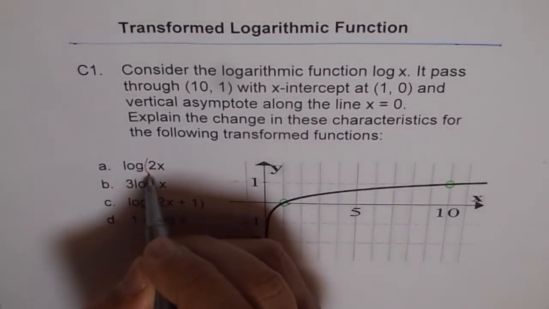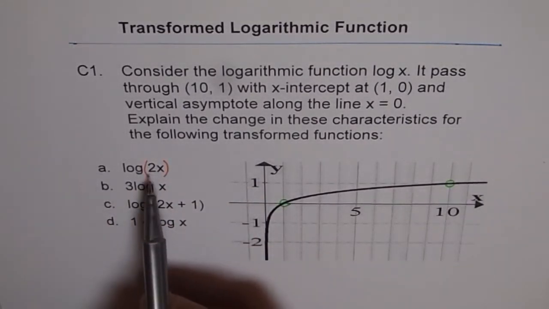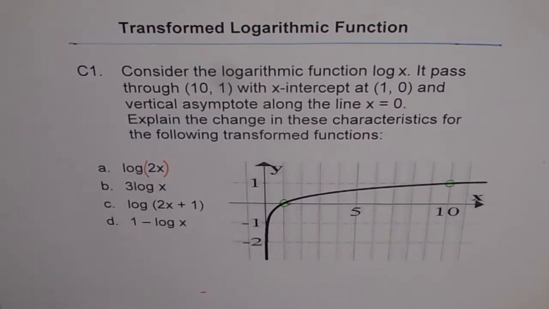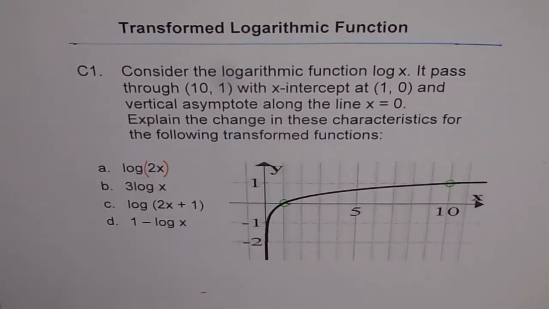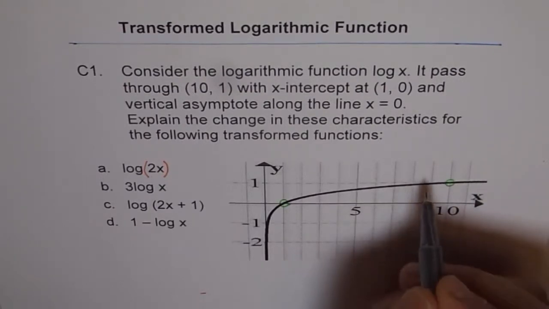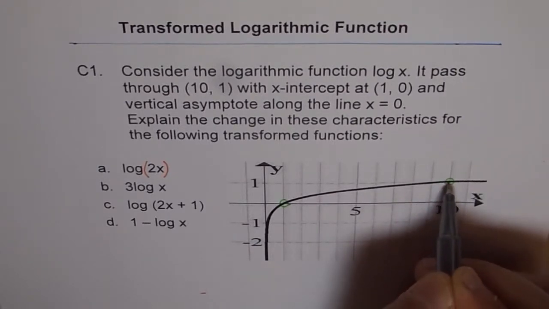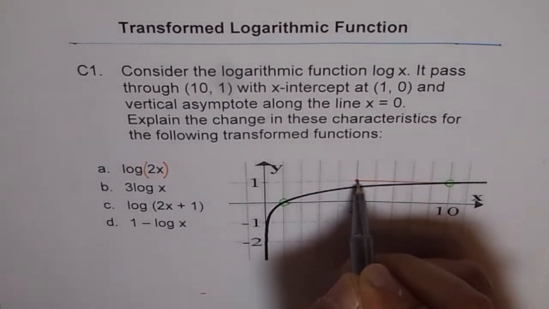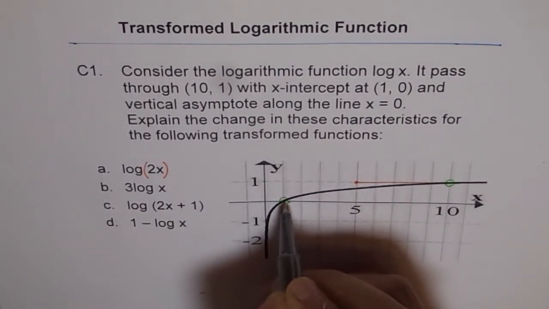Think like this. It is like within the brackets. Do you see that? There is a k factor in your log. So that will give you a horizontal compression by a factor of half. That is the change which log of 2x will bring. What will it do? Horizontal compression means that this point at 10 will move horizontally to half of this value, which is 5. So we'll move this point from here to here. And this point, which was at 1, will move horizontally to half.